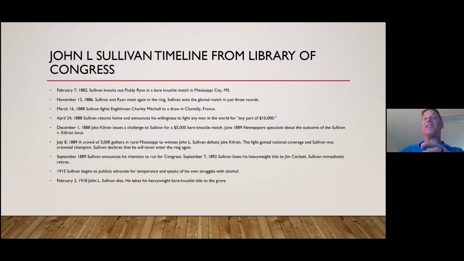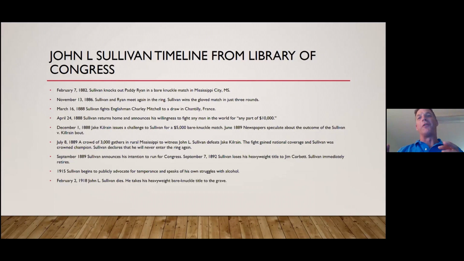In 1888, you've got another match in France. So it shows you how big boxing is. Boxing is an international thing. And Sullivan comes back and says, I will fight any man for $10,000, except he refuses to fight a black man. And then Jake Kilrain challenges him in 1888.